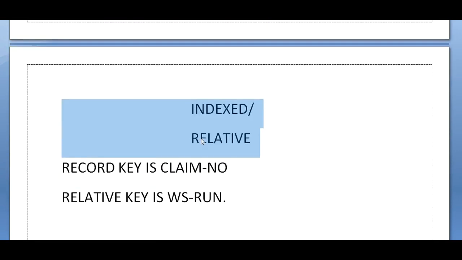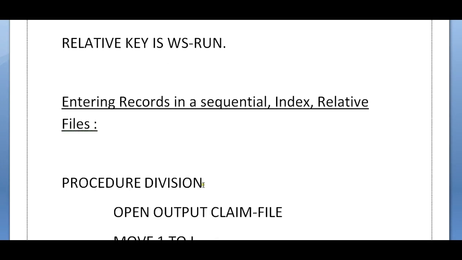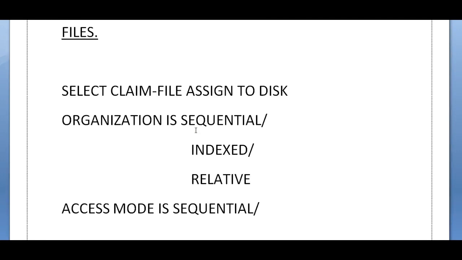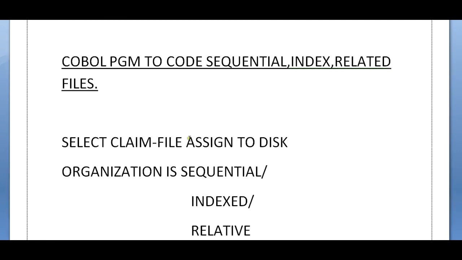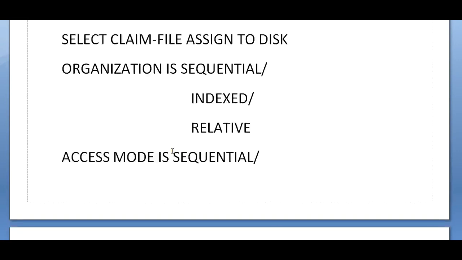In the same way, if you are using an indexed or relative file, the record key is claim number. It is mainly used for indexed files. If you are using an indexed file, the relative key is WS1 or some other variable. When you are using the relative, it points to a relative address, it points to the key index. So that was about the basic structure or organization we code for a file.